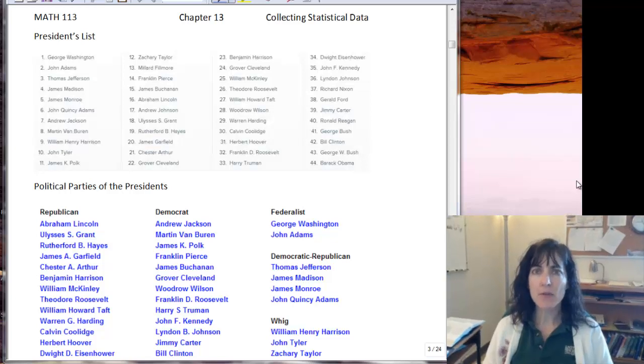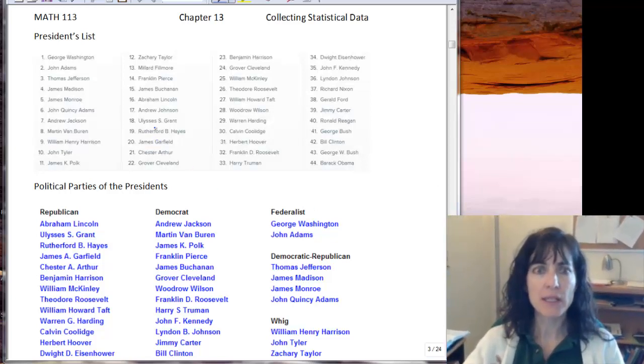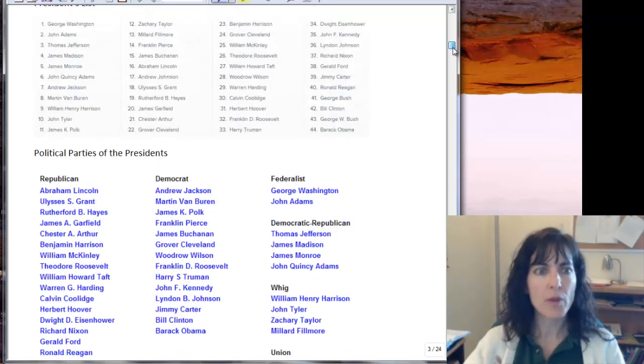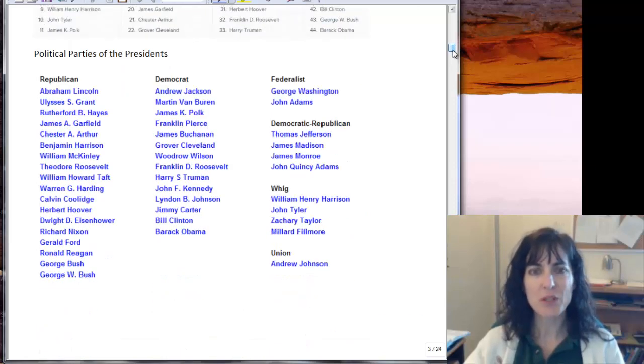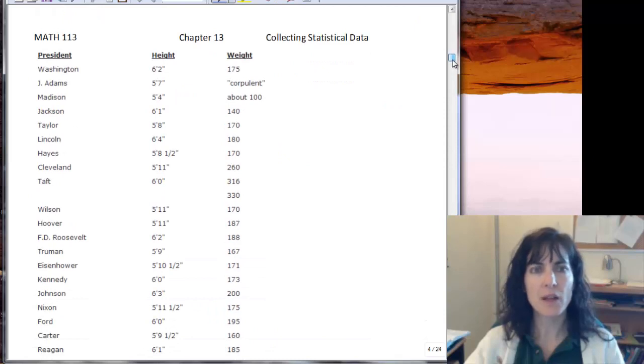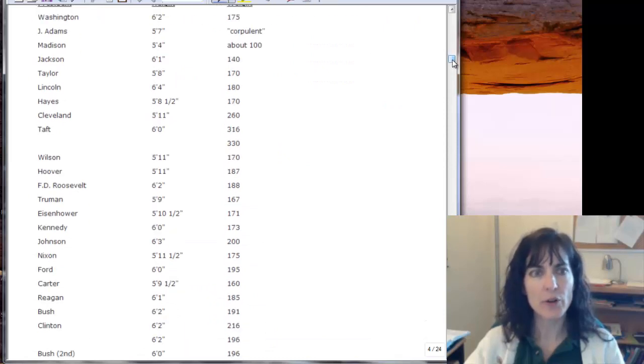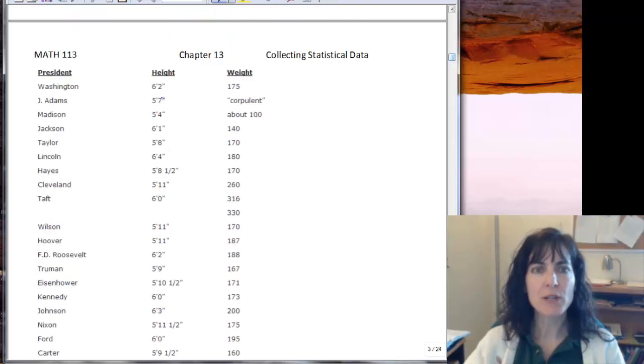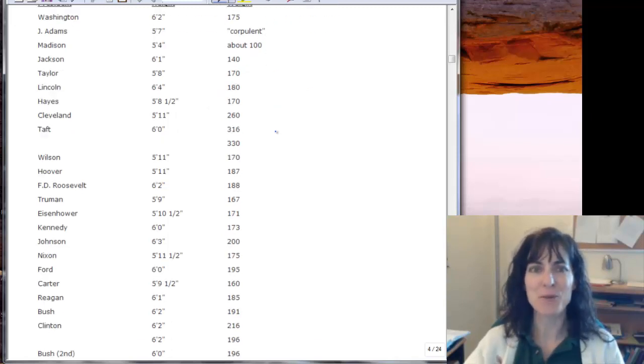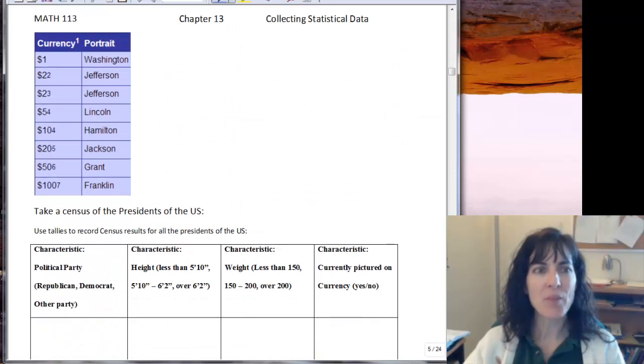Let's take a census of the US presidents. I've collected here a list of all the presidents' names, followed by the political party that the president belongs to. Then I have a list of the height and the weight for each president. And you can see, for one, John Adams says he was corpulent, so we're going to have to guess what that means in terms of his weight. Then we have who has a picture on currency that is currently in circulation.